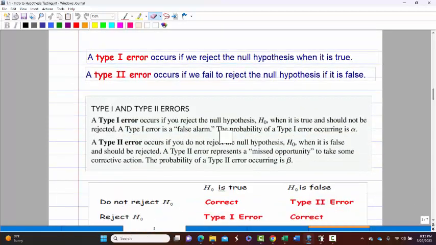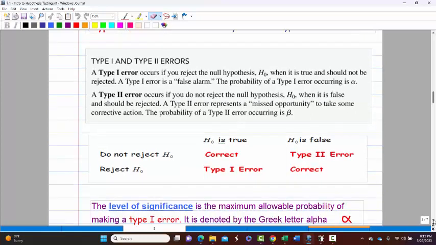And don't worry about this. I got this from another book. Don't worry about that beta. That's a Greek letter beta, by the way. But we'll be using this alpha. That's a Greek letter alpha. That's going to be a numerical value that's given to us in the problems. We don't need to worry about this beta. So what are they just saying here? We call that a type 1 error. It's called a false alarm. Don't worry about that. So type 2 error, they're saying missed opportunity to take some corrective action. Well, all right. Don't worry about that. But this little flow chart here sort of shows you.